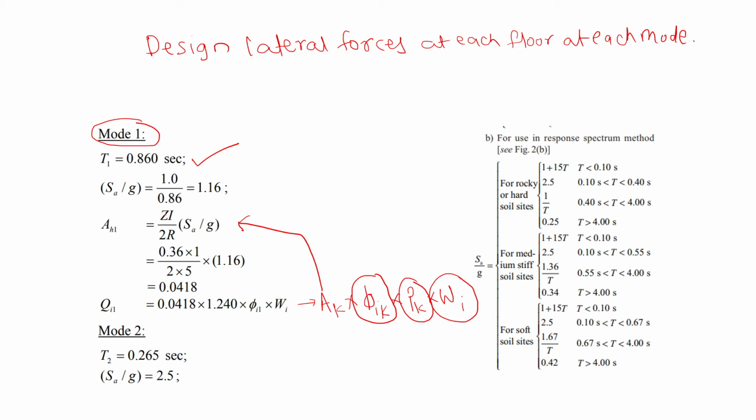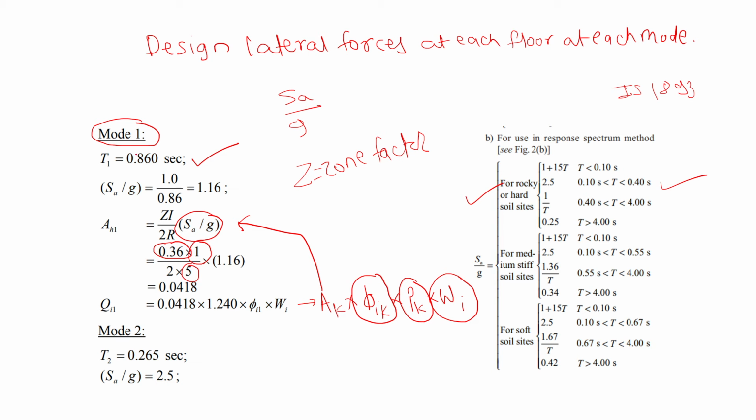Formula is very simple, Z by 2 into I by R into SA by G. Z is the zone factor. Okay, so I think zone 5 is there, therefore 0.36. Importance factor is 1. Response reduction is 5. And now SA by G. So SA by G, in the given data they have told that for rocky hard soil, that means we have to refer this. You will get this in IS 1893 2016.